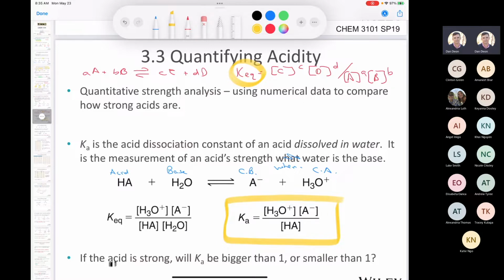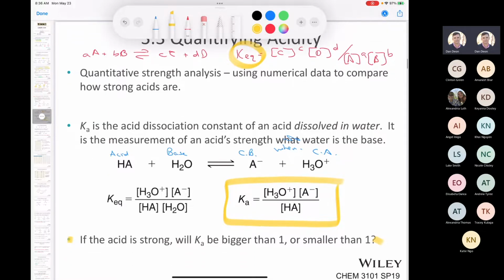Now, if we have an acid that's strong, would the Ka be bigger than 1 or smaller than 1 when we have a really strong acid? Could anybody answer that? This question down here. Strong acid, would you have a high Ka or a low Ka? High Ka or low Ka? It's going to be a bigger Ka, right? So the stronger your acid, the higher your Ka will be.